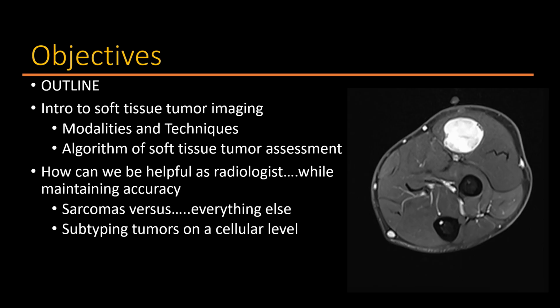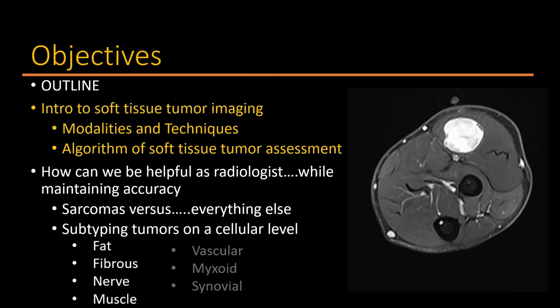And we're going to talk about this in two categories: sarcomas in general, which is what I call sarcomas NOS, or big bad sarcomas. How do we identify those? What features are we looking for? And then we'll get into the subtyping of tumors. And these are the different subtypes of soft tissue tumors.